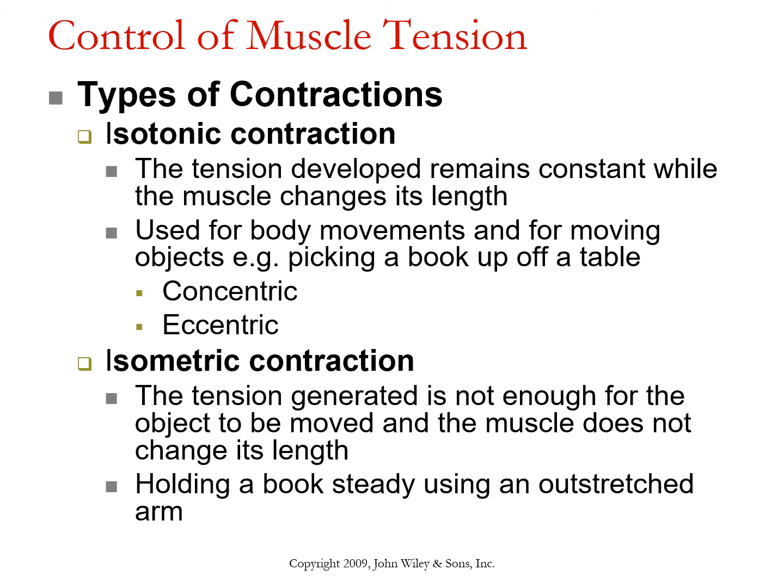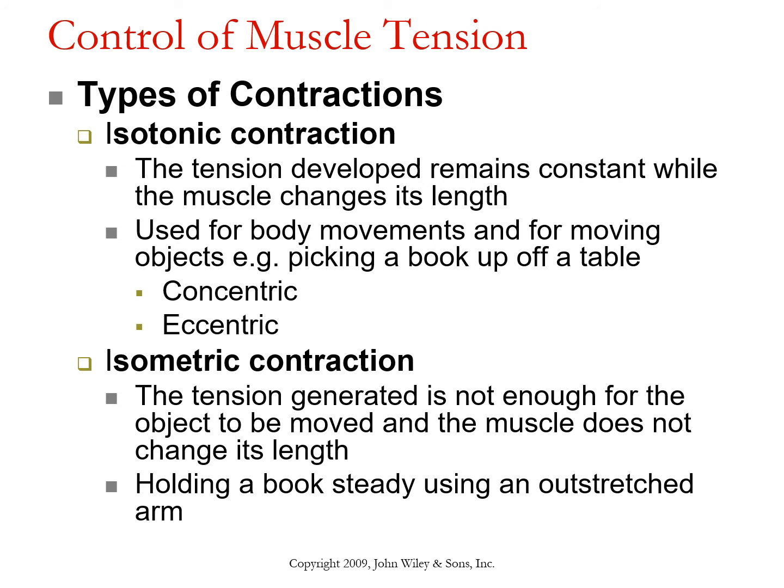Now, you may have also experienced isometric contractions. This is when the tension generated is not enough for the object to be moved, and the muscle does not change its length, even though it may be increasing in force or tension. So this occurs when one tries to hold a book steady using an outstretched arm. Okay? You're resisting gravity. You'll actually feel muscle fatigue after a while, even though your arm is stationary and the book is not moving, but your muscles are contracting in order to maintain the book in that position.